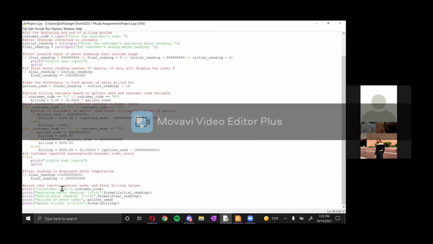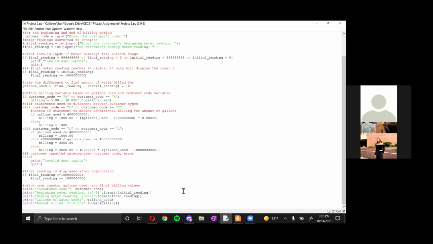And then we printed the final data points: the customer's inputs, the customer code, both the meter readings, and then the gallons of water used and the amount that will be billed.